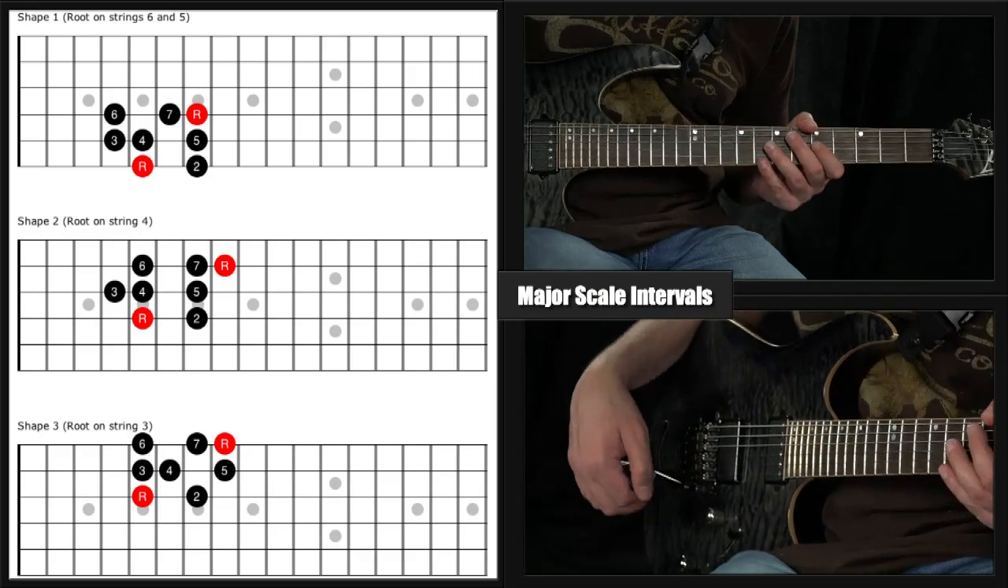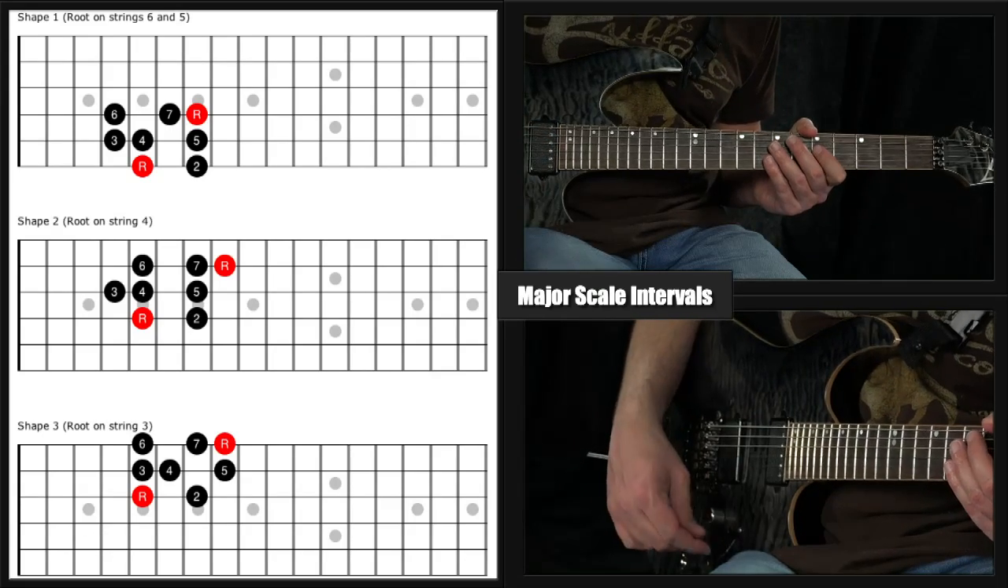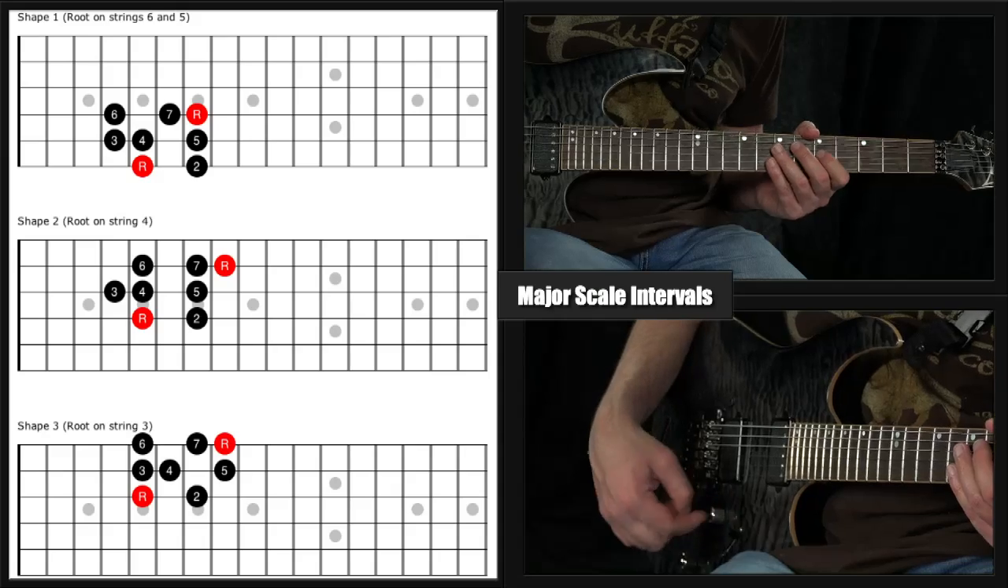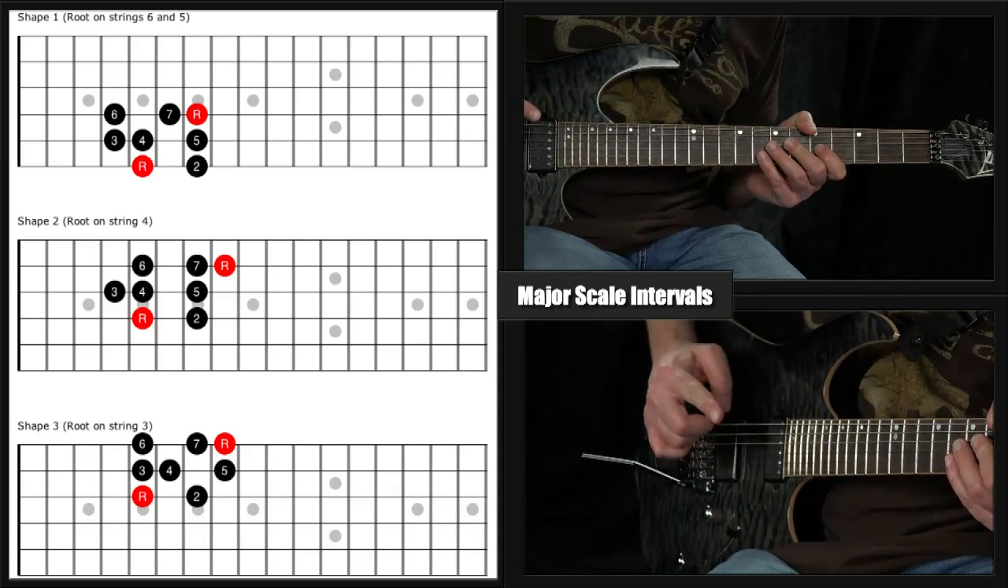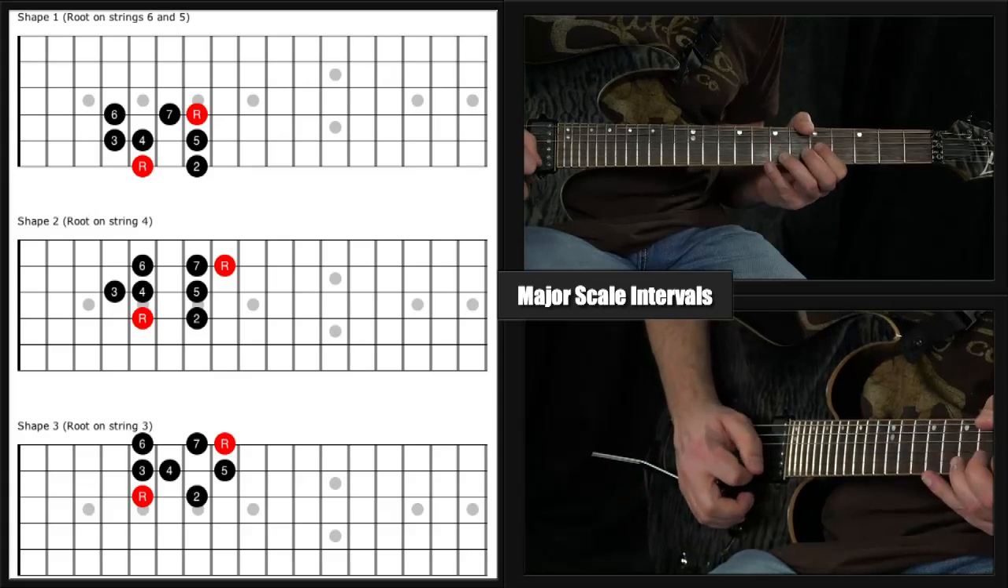So within that shape, let's say that I want to play a diminished fifth. Follow the shape until you get the perfect fifth: 1, 2, 3, 4, 5. Make it diminished, one fret lower. You should be playing the second string, seventh fret.